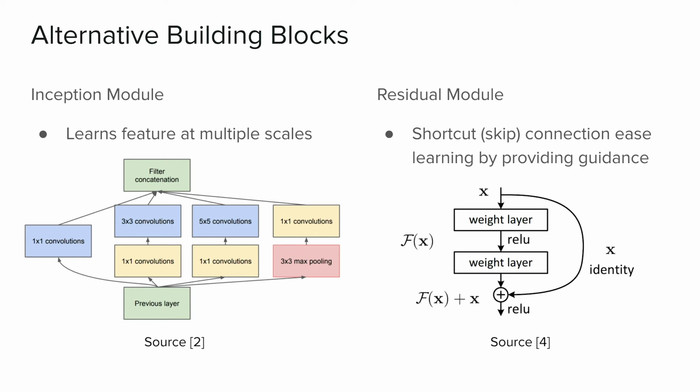And when you think about the residual module, we reformulate this block here basically into a thing that gives the network guidance. So it learns basically in the convolutional filter what it should add or remove from the input X.